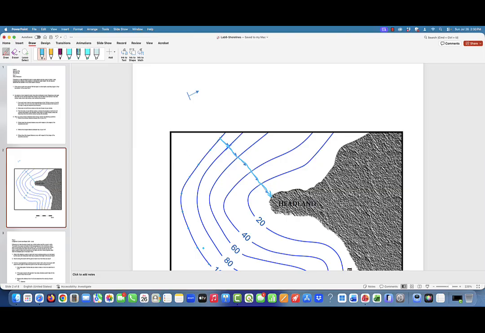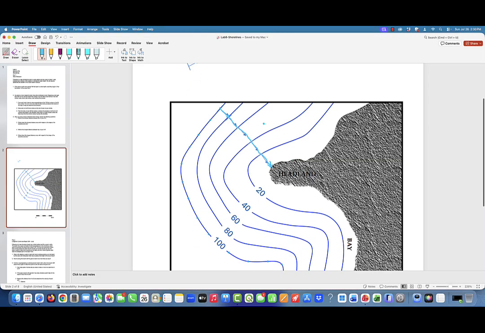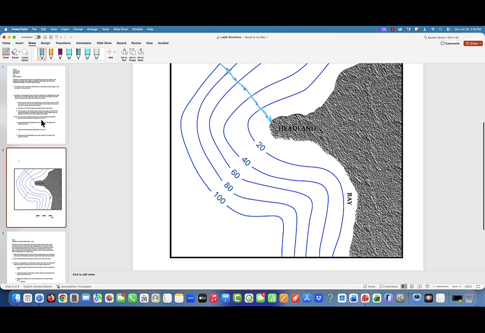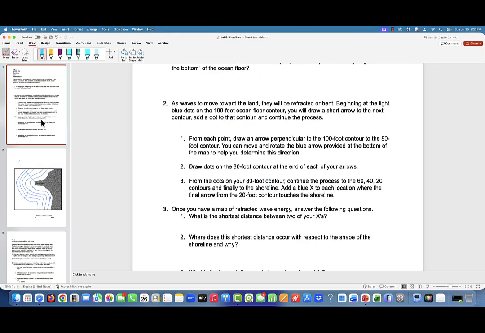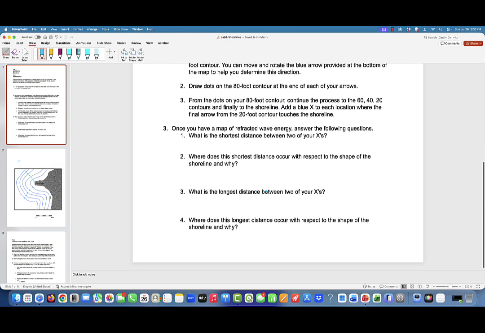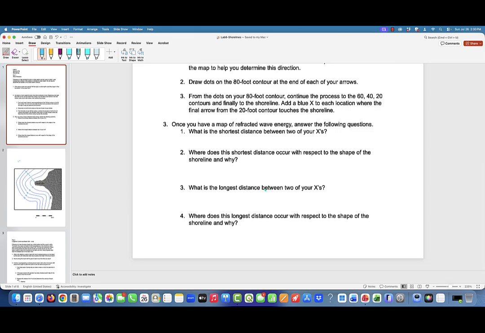You're going to do that for all of these points here, and you're going to see the pattern that results as far as where the wave energy is concentrated and where it would be more spread out. And then once you have all your X's on, you can say where the X's are furthest apart, the shortest distance, the longest distance, and how that relates to the energy that's arriving from the waves.